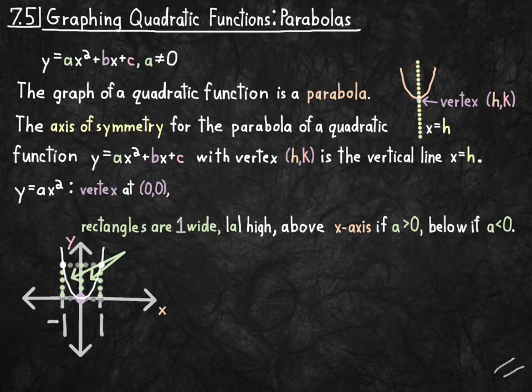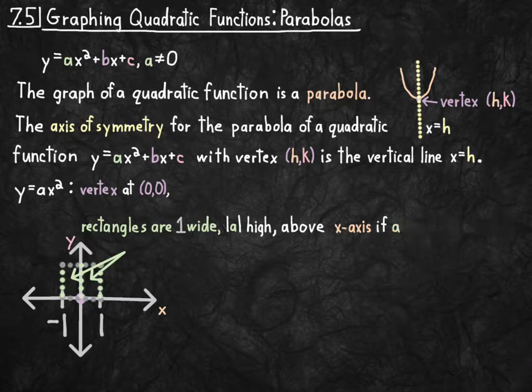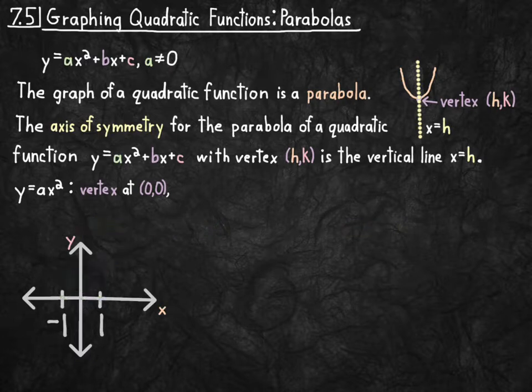Now to graph this parabola, you would graph first the vertex at the origin. Let's back this up a little bit. You would graph the vertex here, there. Then you would go to the right one and to the left one and go up a, if a is positive. Go up a. If a was negative, you would go down instead of up.